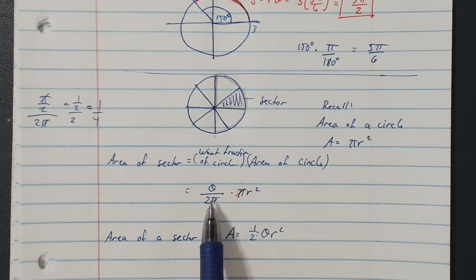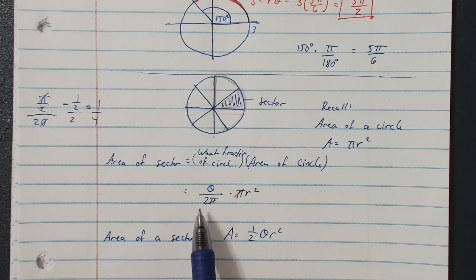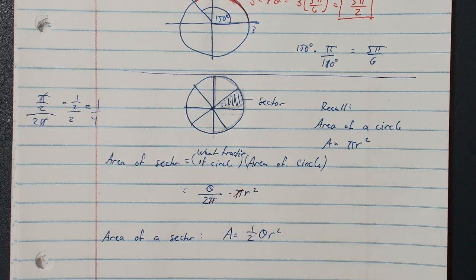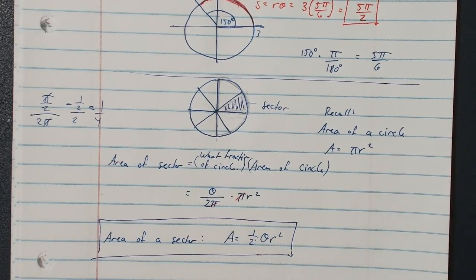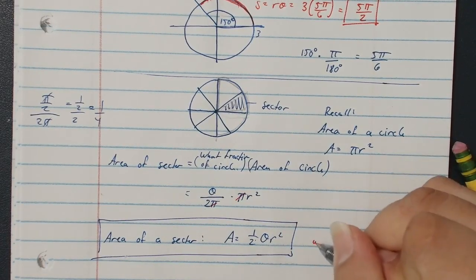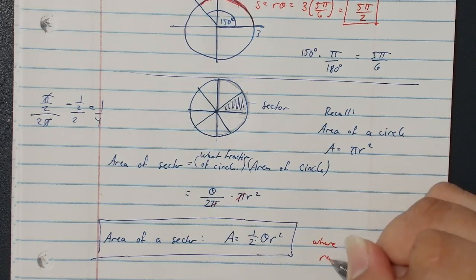But this does depend on this measurement being in radians. If you do this in degrees, this doesn't work. If you have a measure in degrees, that's fine. You just have to convert it to radians first. So this is our formula for the area of a sector, and keep in mind that theta has to be in radians.